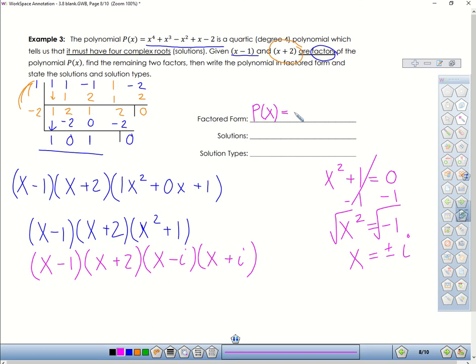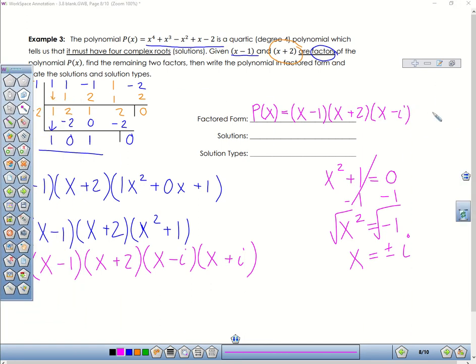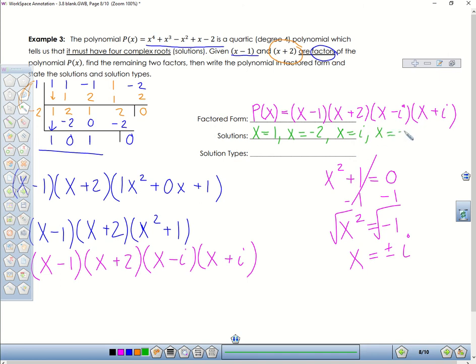So P of x equals x minus 1 times x plus 2 times x minus i times x plus i, like that. And my solutions are always going to be the opposite of my factor. You just set them equal to 0, right? So my solutions are x equals 1, x equals negative 2, x equals positive i, and x equals negative i. Everybody see how I got my solutions? You just change the sign. To go from solutions to factors, the signs change.